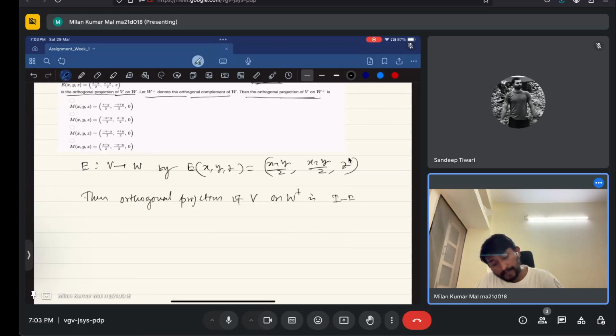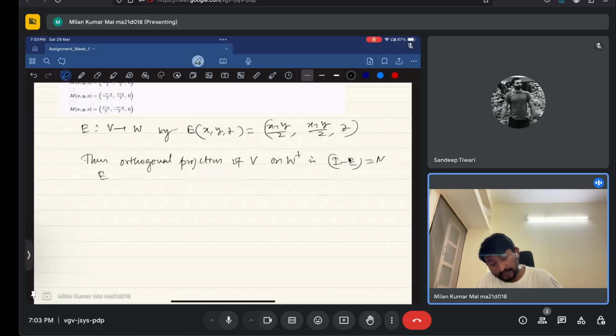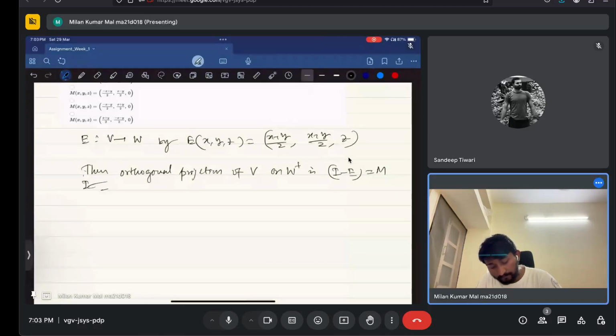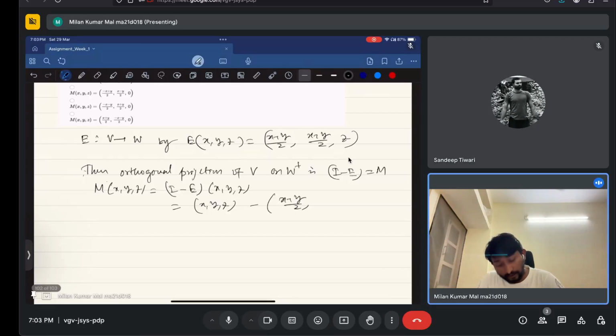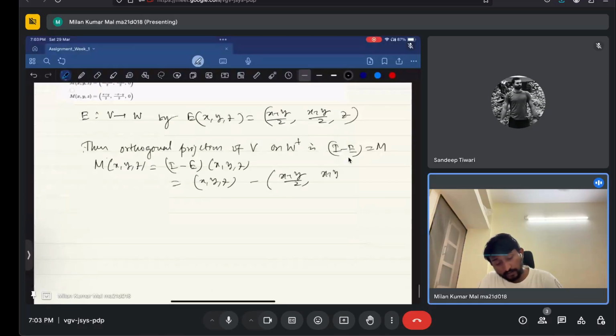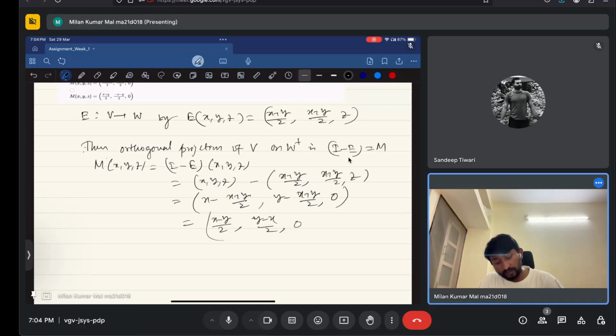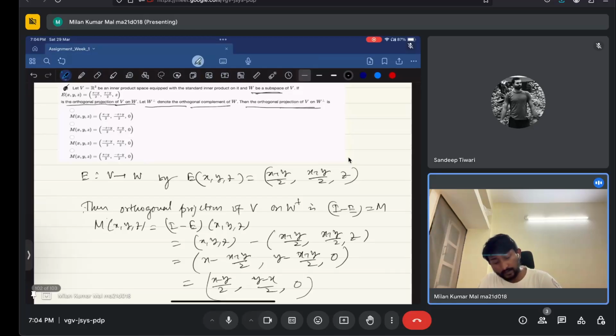So what is I minus E? Call it M. I minus E applied to X, Y, Z is equal to X, Y, Z minus the one given, X plus Y by 2, X plus Y by 2, 0. So clearly the last option will be Z, and X minus X plus Y by 2, Y minus X plus Y by 2, 0. So this will be X minus Y by 2, Y minus X by 2, 0. Let's see which one is correct. This is the correct option, so obviously the second, third and fourth are not correct.